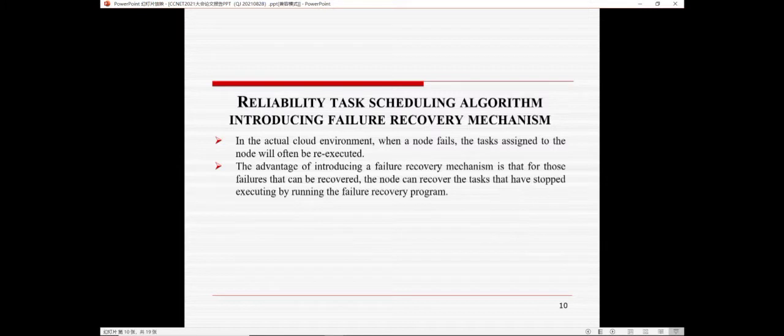In the actual cloud environment, when a node fails, the task assigned to the node will not be re-executed. The advantage of the introduced failure recovery mechanism is that for those failures that can be recovered, the node can recover the tasks that have stopped execution by running the failure recovery program.